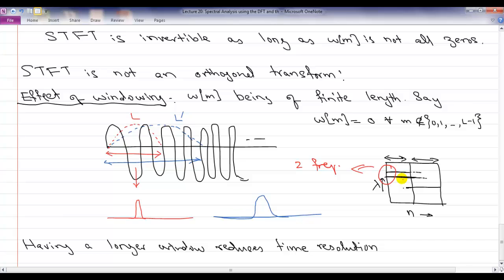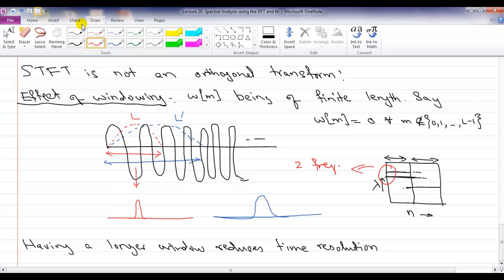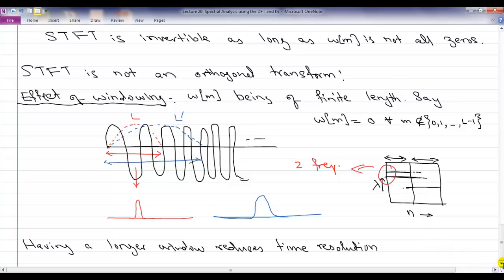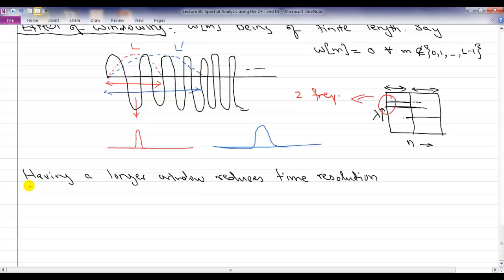On the flip side, if you want to really tell when does a frequency end and when does another frequency start, you want a smaller window. But what is the effect of that smaller window? It gives you really good time resolution, but you now lose the ability to distinguish in frequency. You have the same effects of having leakage in frequency and loss of resolution in frequency. So having a longer window reduces time resolution but increases frequency resolution, and vice versa.